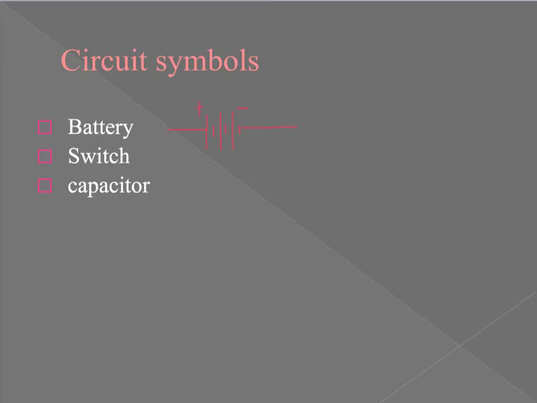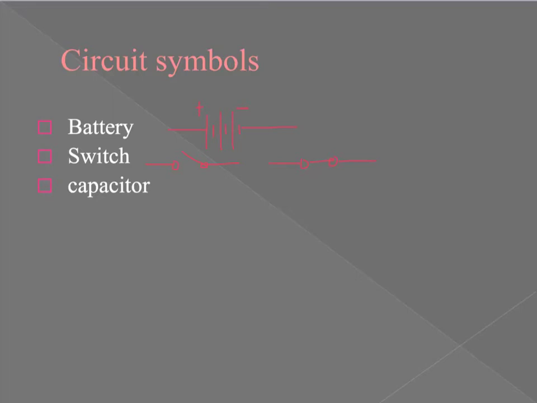A switch has the wire, and then you draw a circle. Depending on whether the switch is open or closed, we might have a line like this, and then it continues. Or if it's a closed circuit, the circle's drawn that way. So this is what a switch looks like.